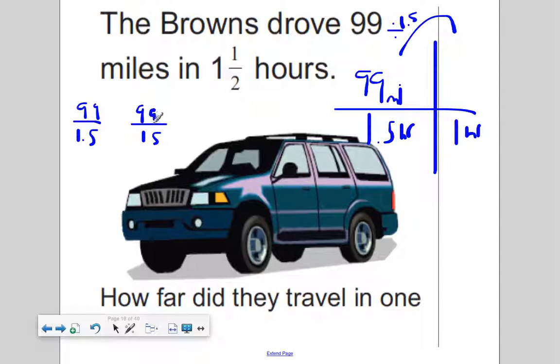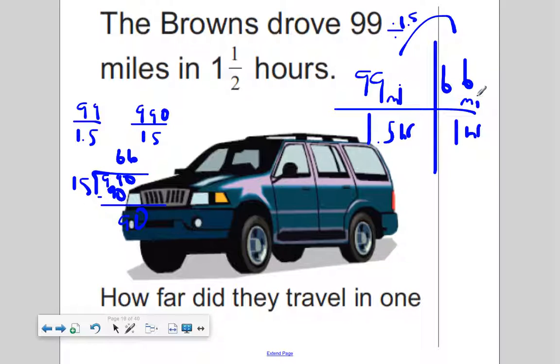So what is 990 divided by 15? So let's figure out. I honestly don't know. So we're going to figure out 990 divided by 15. How many 15s go in 9? 0 times. How many 15s go into 99? 15, 30, 45, 60, 75, 90. 6 times. That's 90. So they are one of the slower families. So that's 9. Bring down the 0. So how many 15s go in 90? 6 times again. So they drove 66 miles per hour.